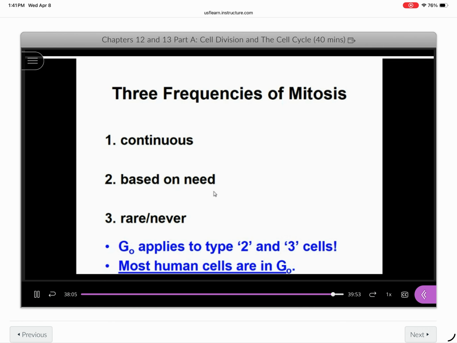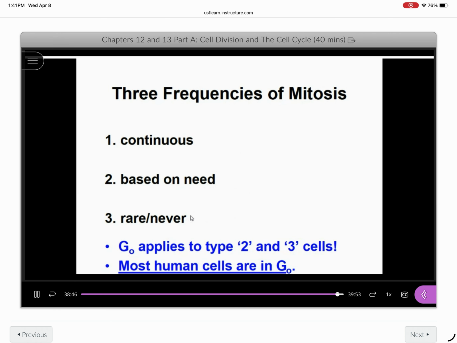Category 2 and category 3 both involve cells being in G0. In category 2, the cells are in G0, but they can come out of G0 and resume the cell cycle, make more cells. Category 3, permanent G0. Neurons, muscles, permanently in G0.